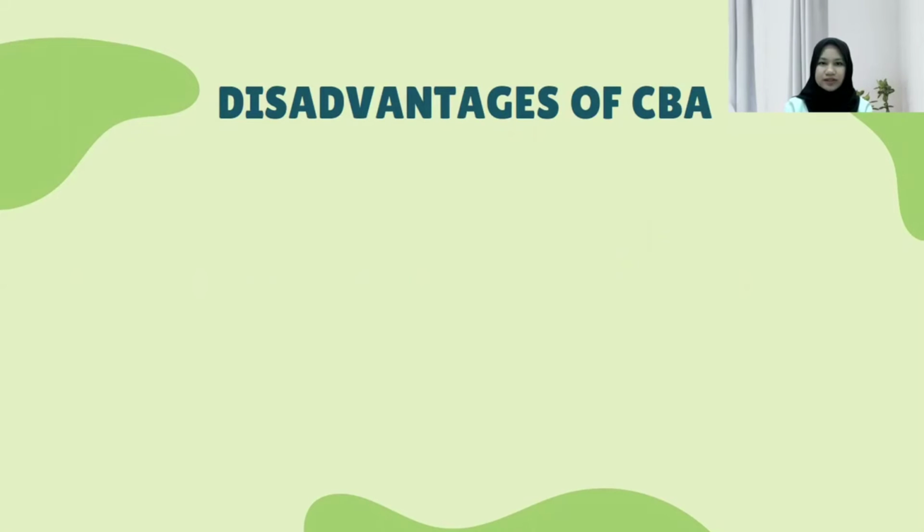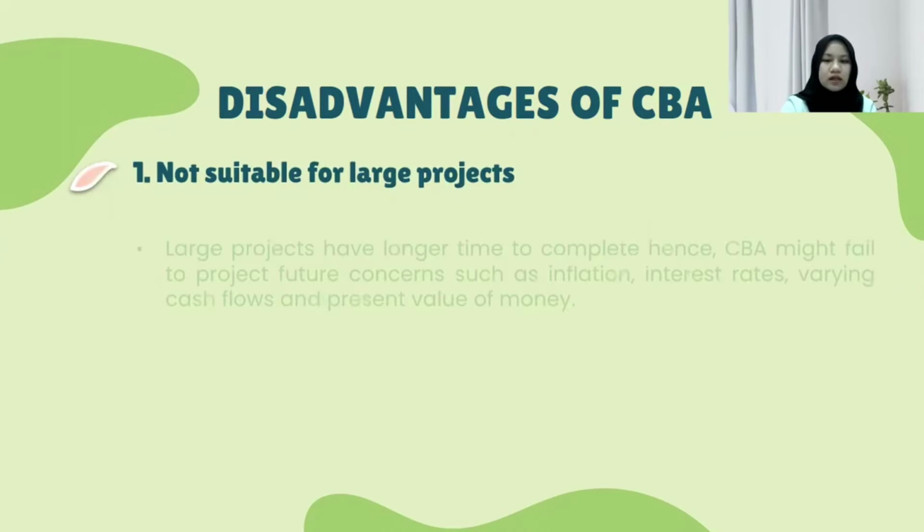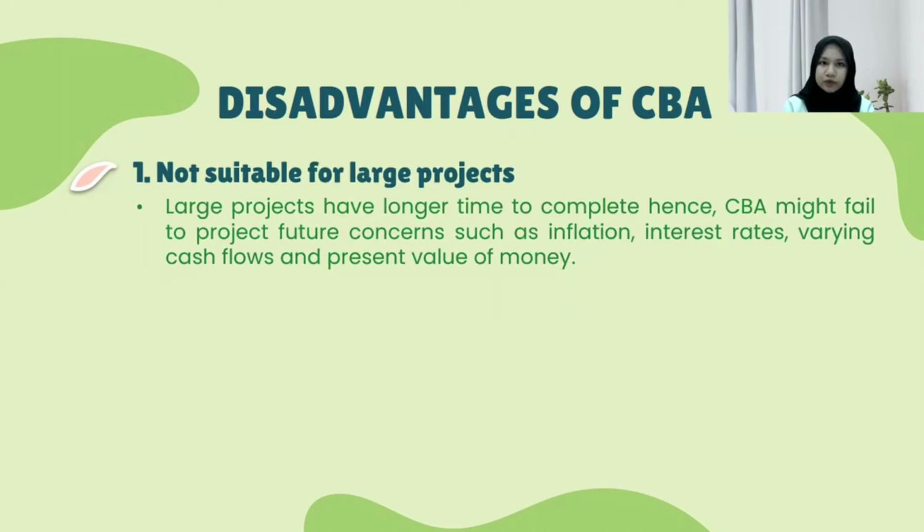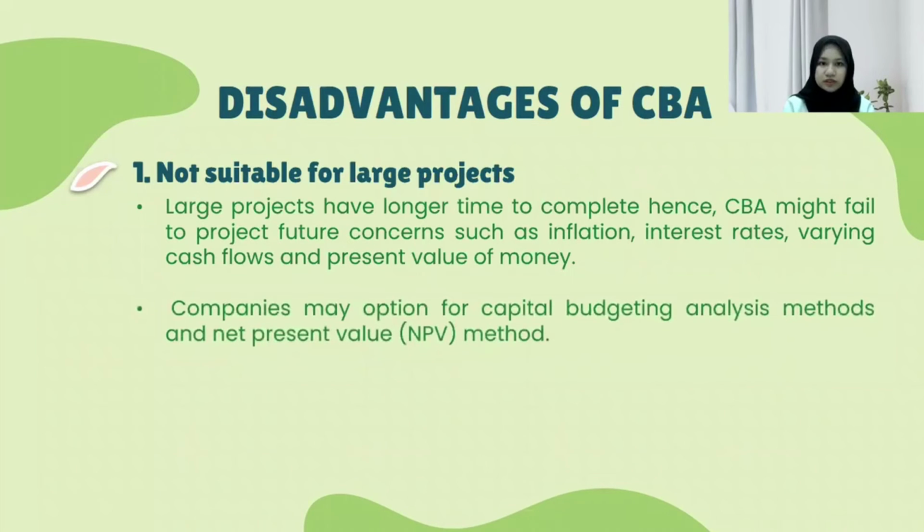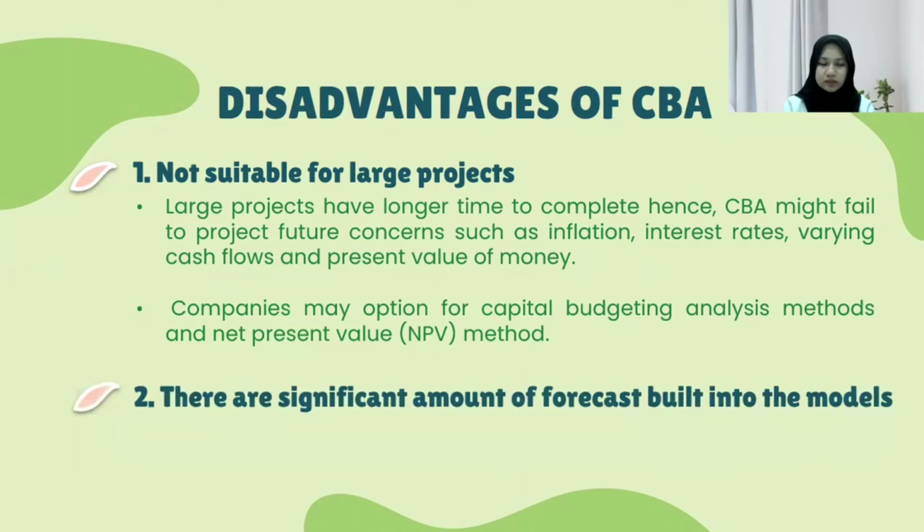However, all tenets and models, even CBA, have disadvantages. For CBA, it is not suitable for large projects. Large projects take longer to complete, hence CBA might fail to project future concerns such as inflation, interest rates, varying cash flows, and present value of money. Therefore, companies may opt for capital budgeting analysis methods and the net present value method, which would be more appropriate for these situations. Second, there is a significant amount of forecasts built into the models.